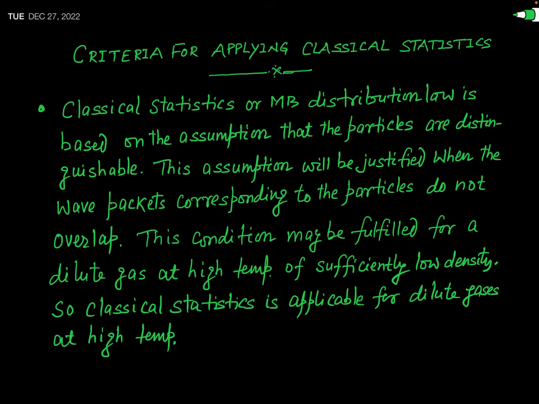As you know, in the basic lecture I have already discussed that in classical statistics, whenever we consider a system of particles, the particles of the system must be identical but distinguishable. This is the basic criterion. Classical statistics will be valid only for that system whose particles are identical, but can be distinguished.